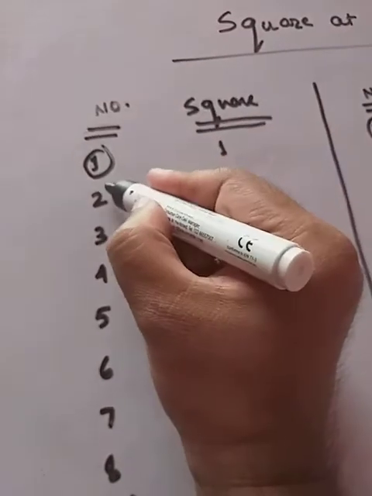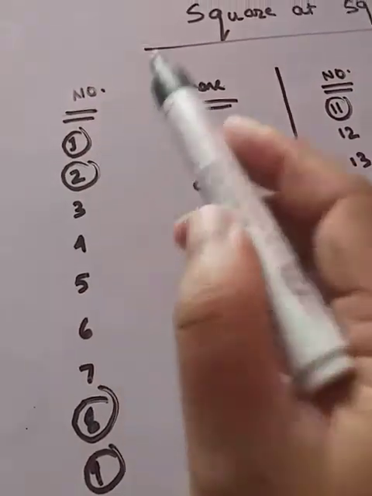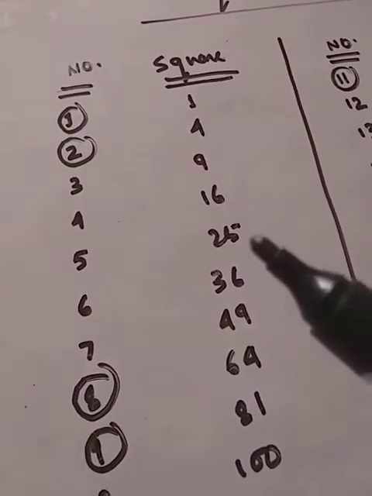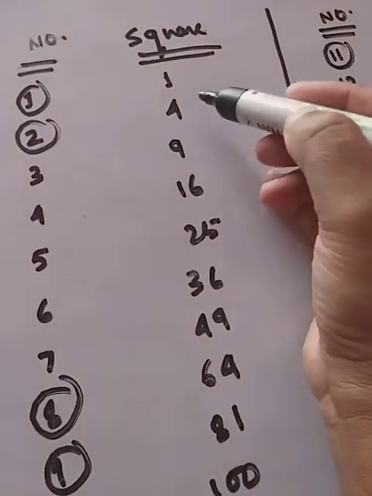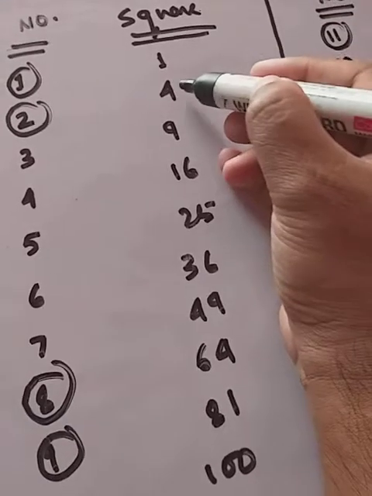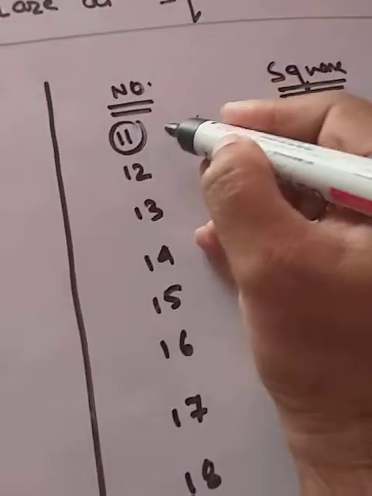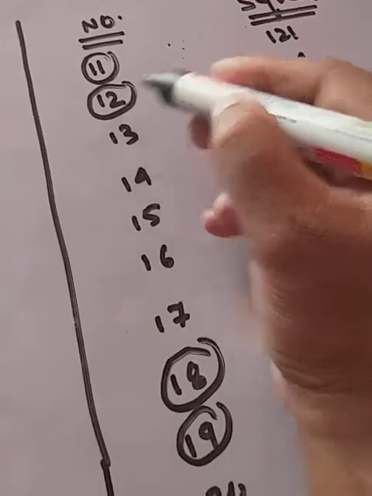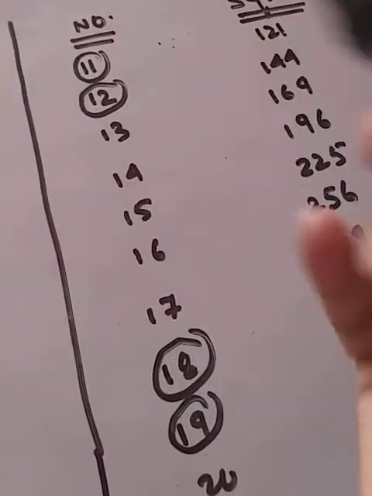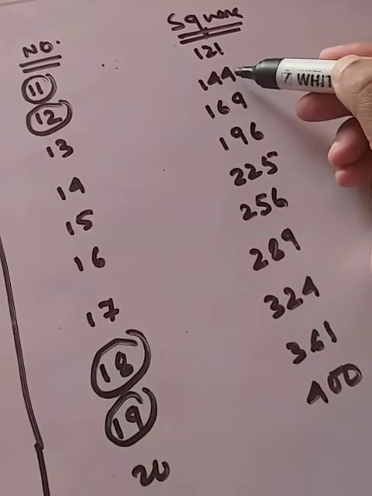Now let's check 2 and 8. Suppose any number carries 2 or 8 as its unit digit, and you square it. In the answer you will get 4 in the unit digit. The square of 2 is 4, and the square of 8 is 64. What is there in the unit digit? 4. Any number which carries 2 or 8 in its unit digit, when squared, will always have 4 as the unit digit.